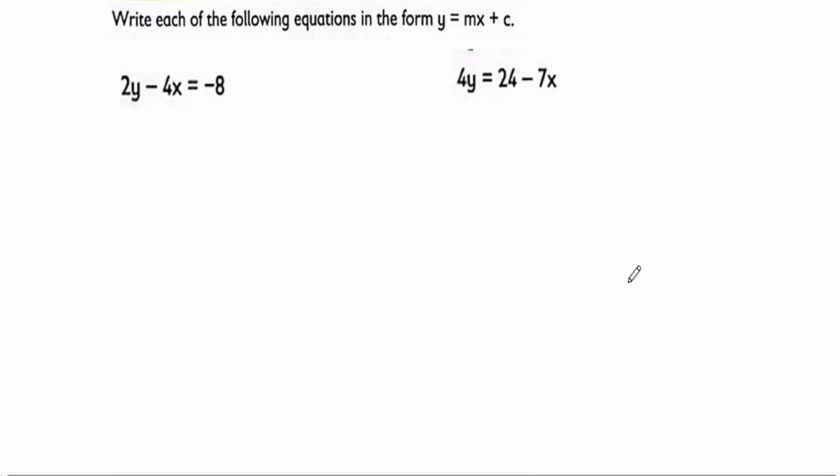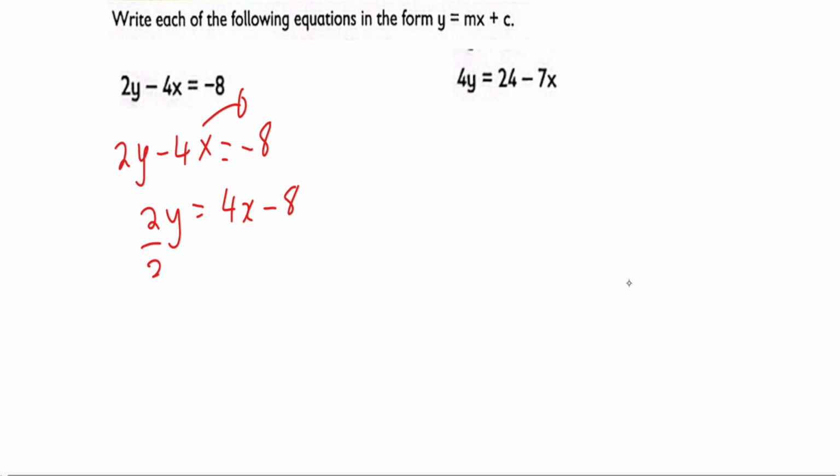You can pause the video and do it by yourself. Now, write each of the following equations in the form y equal to mx plus c. So again, 2y minus 4x equal to negative 8. I'm writing it again. Put this one to the side, so it becomes 2y equal to plus 4x minus 8. Then divide it by 2. Divide by 2. So y equal to 2x minus 4. So it's simple this way.